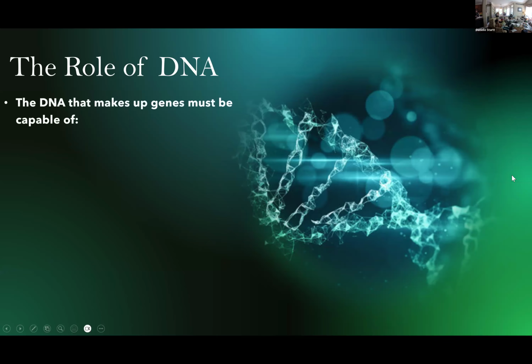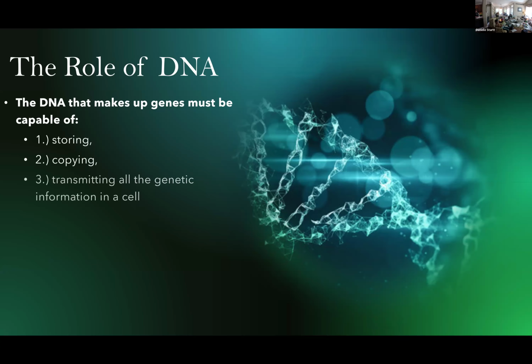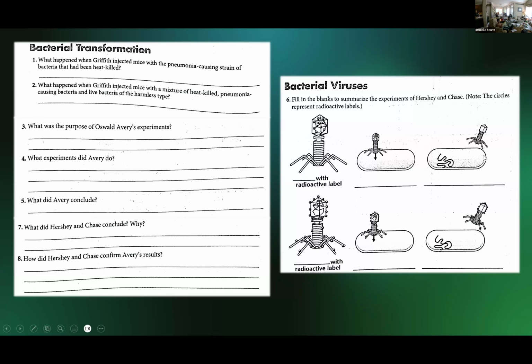But interesting, very interesting. So DNA makes up genes and must be capable of storing, copying, and transmitting all genetic information in a cell. So number one, under bacterial transformation, what happened when Griffith injected mice with pneumonia-causing strain of bacteria that had been heat-killed? Kenna? Nice, the mice survived. What happened when Griffith injected mice with a mixture of heat-killed pneumonia-causing bacteria and live bacteria, the harmless type, Claire? They died. Mice got pneumonia and died.